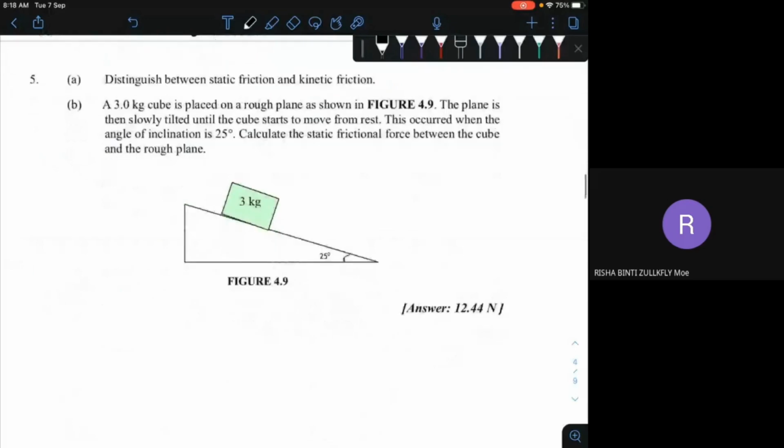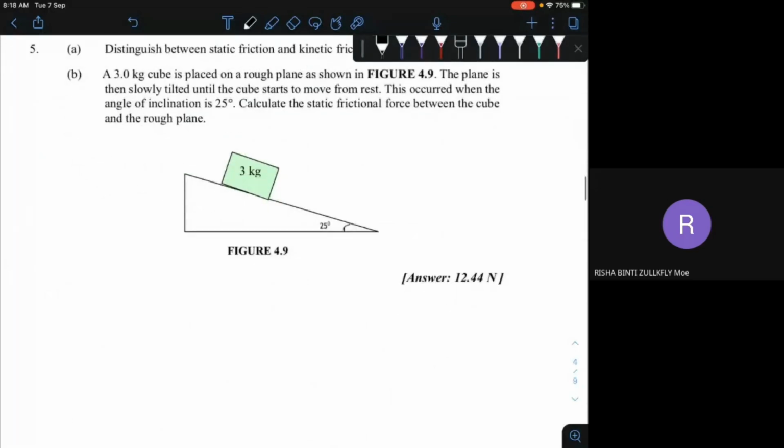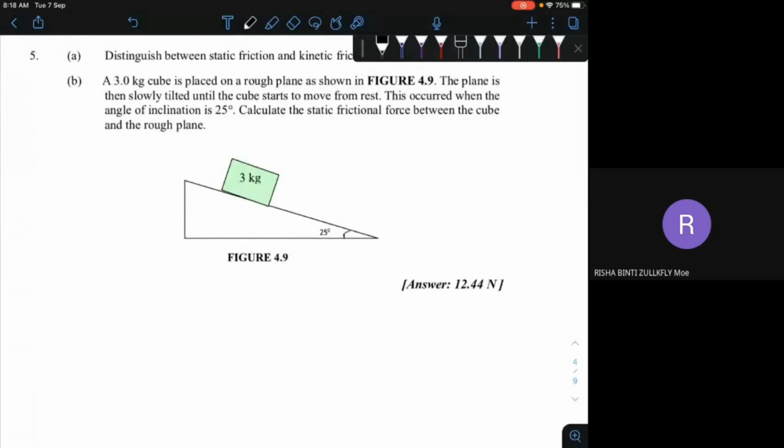Okay, soalan 5 pula. A 3 kg cube is placed on a rough plane as shown in figure 4.9. The plane is slowly tilted until the cube starts to move from rest. This occurred when the angle of incline is 25 degree. Calculate the static frictional force between the cube and the rough plane. Soalan ni konsep dia sama macam soalan tadi. Cuma yang bezanya soalan dia cakap slowly move down from rest. Keyword dia from rest.